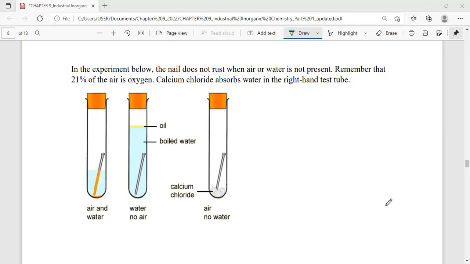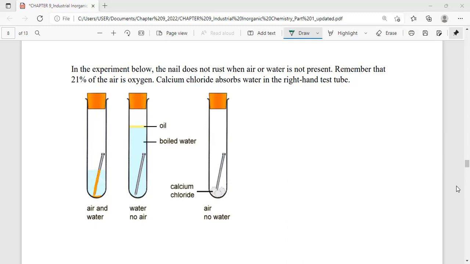Okay, so let us look at this example. In the experiment below, the nail does not rust when air or water is not present. Remember that 21% of air is oxygen, and calcium chloride has the ability to absorb water. So in the first test tube, the iron nail rusted because there is both air and water.